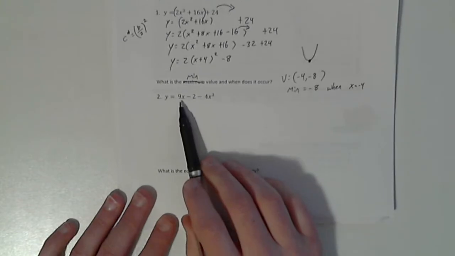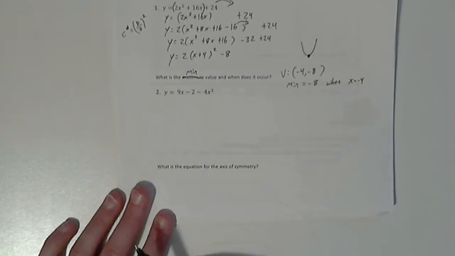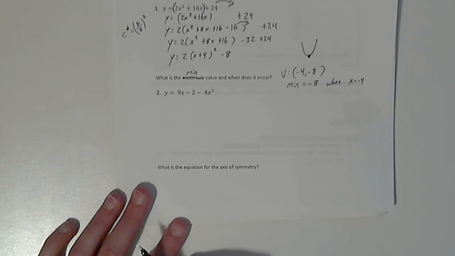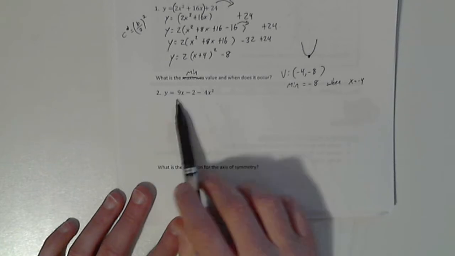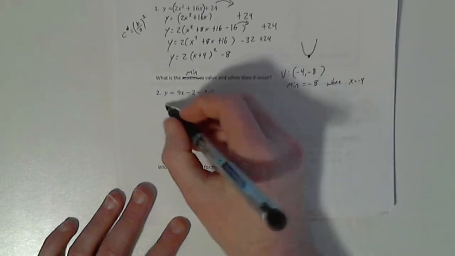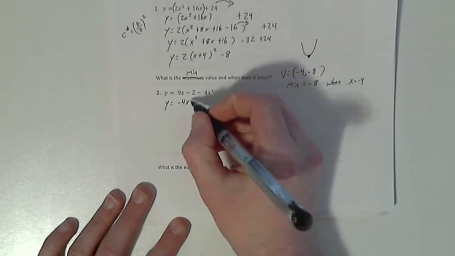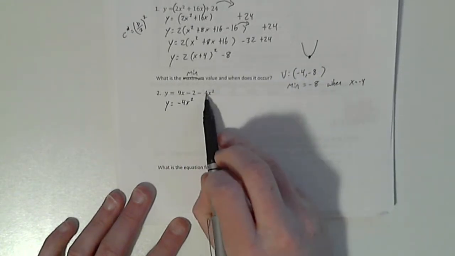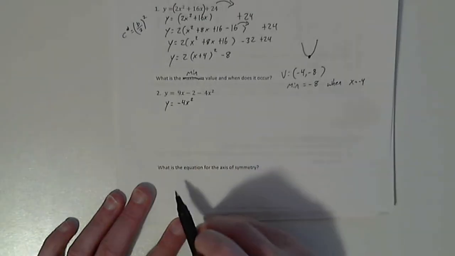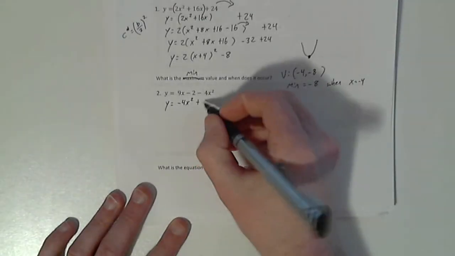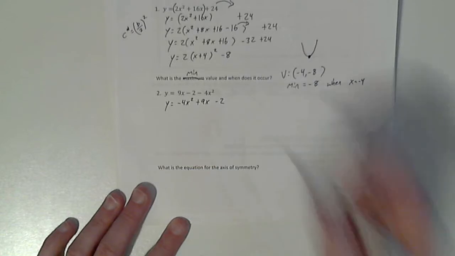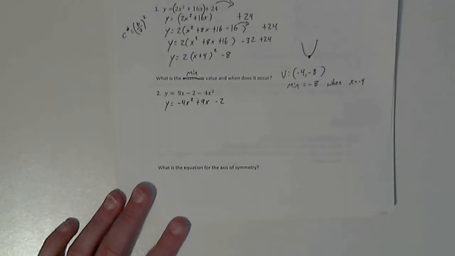Okay, sorry, now you should try this one if you're feeling comfortable. If not, you can just watch. First thing you want to do is rearrange this so it's in the right order. Y equals negative 4x squared. The sign always goes with the number after it, so the negative comes with the 4, plus 9x minus 2. I can't do anything till it's in the right order.